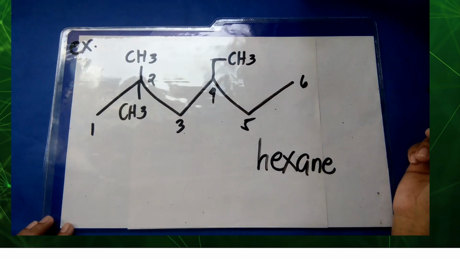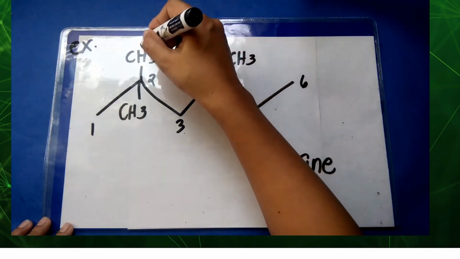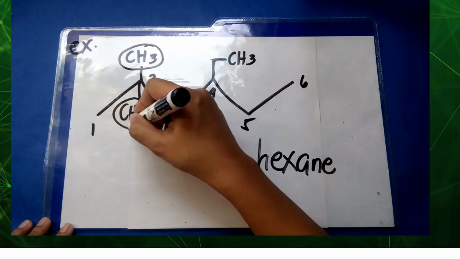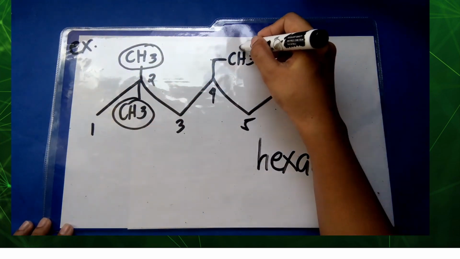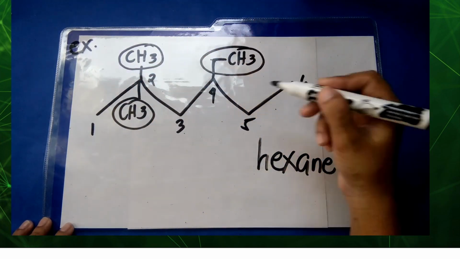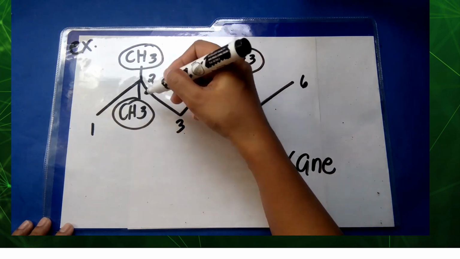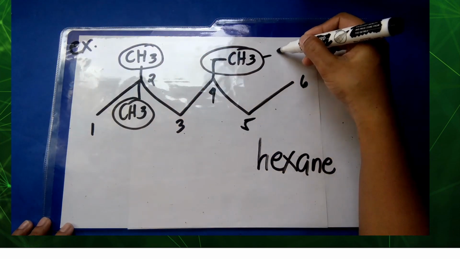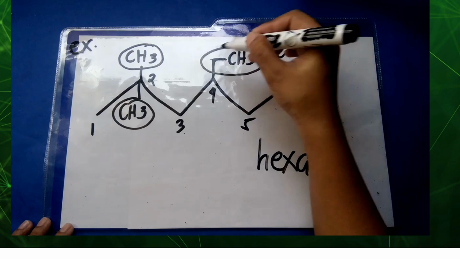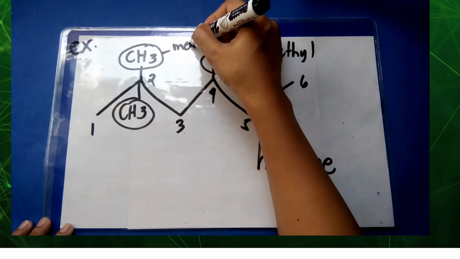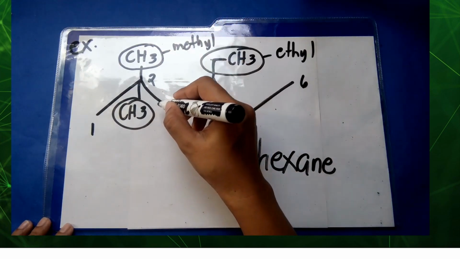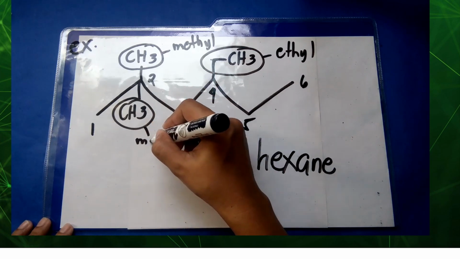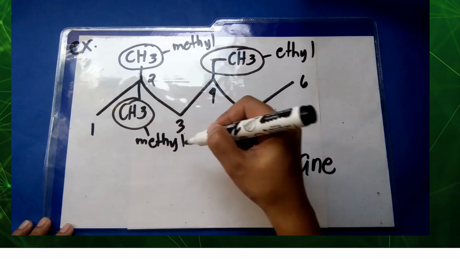Okay, and then, what are the substituents? So, we have a substituent here, another one here, and we also have one here. So, we have here a methyl substituent, and here we have an ethyl. Let me put the names in. So, we have methyl for the substituent, and another methyl here. Okay?